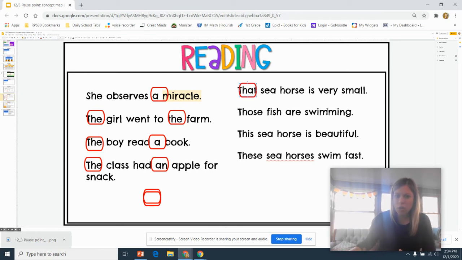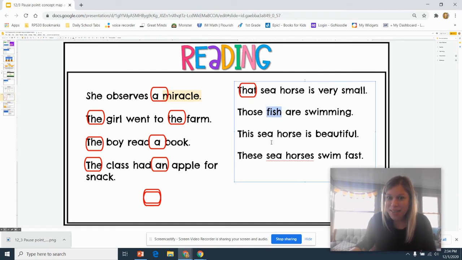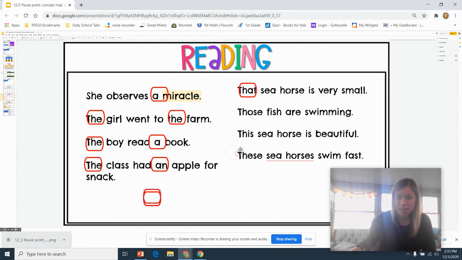Those fish are swimming. You see a noun? There's our animal. That's our thing. That is a noun. So which fish? Those. You're right. Those would be our demonstrative. It's not only showing us which ones. We know that there are more than one fish.